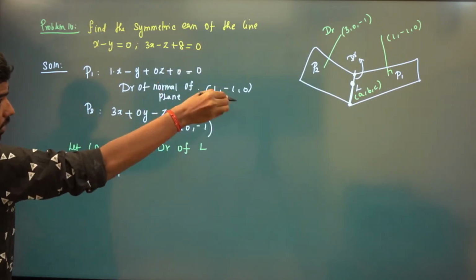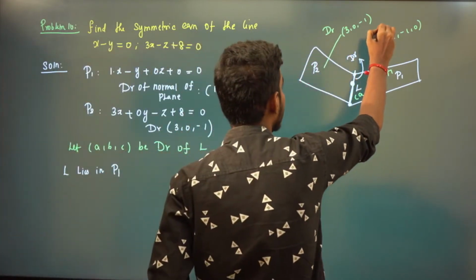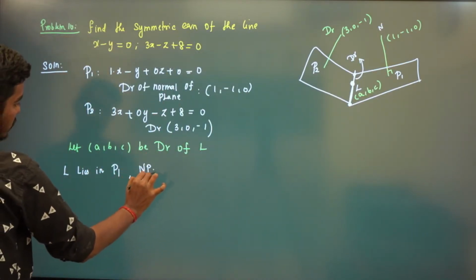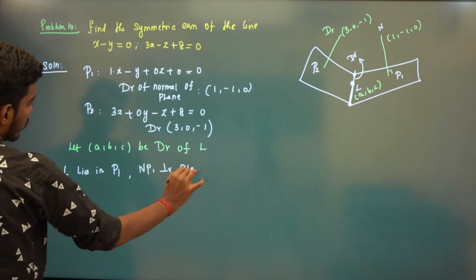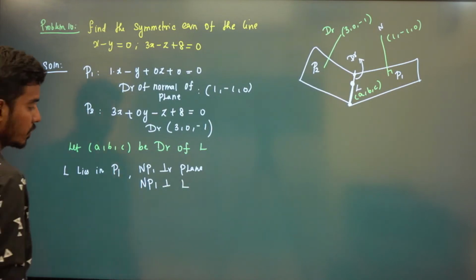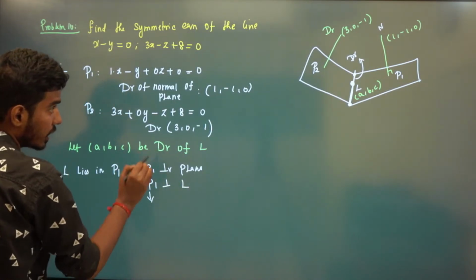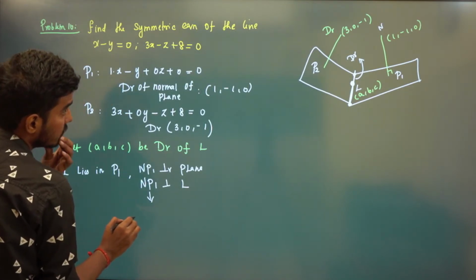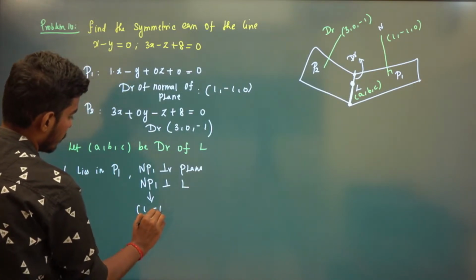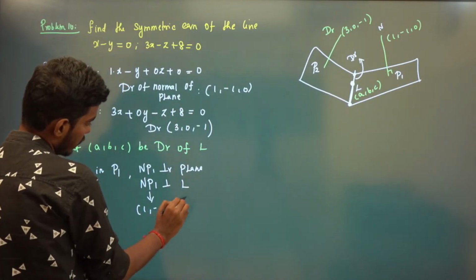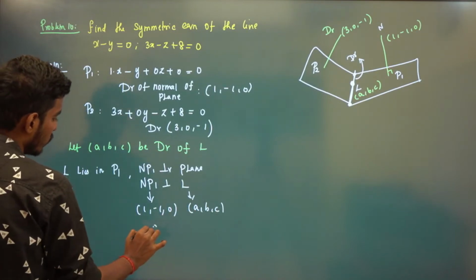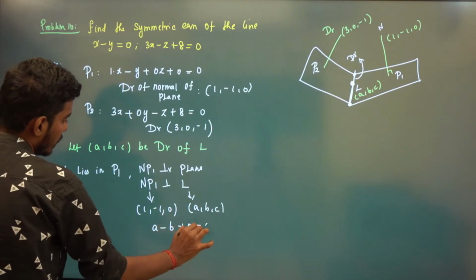And let us call this normal NP1. NP1 is a normal, that is, perpendicular to the plane. That means it will be perpendicular to the line also, right? Now, what is the direction ratio of that normal NP1? It is 1 comma minus 1 comma 0. And what is the direction ratio of L? It is A comma B comma C. So they are perpendicular. So A1A2 plus B1B2 plus C1C2 is 0. Call this equation number 1.